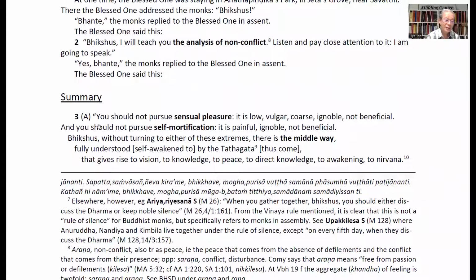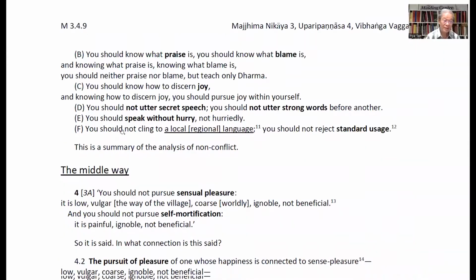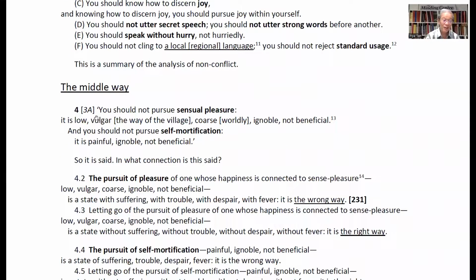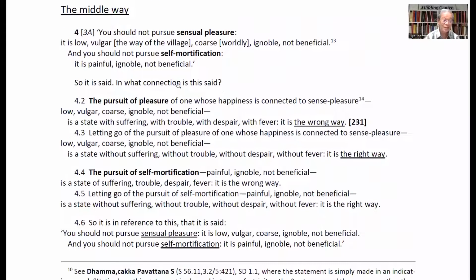Now the Buddha is going to explain. The Buddha repeats everything, because remember, the audience had no notes like what you have now. Before, you had to listen very intently, not to miss anything the Buddha says. The Buddha repeats everything, so I put everything here in italics. You should not pursue sensual pleasure. It is low, vulgar, the way of the village, coarse, worldly, ignoble, not beneficial. And you should not pursue self-mortification. It is painful, ignoble, not beneficial. So it is said. In what connection is this said? So why is this said, right? Now the Buddha explains, section by section, okay?